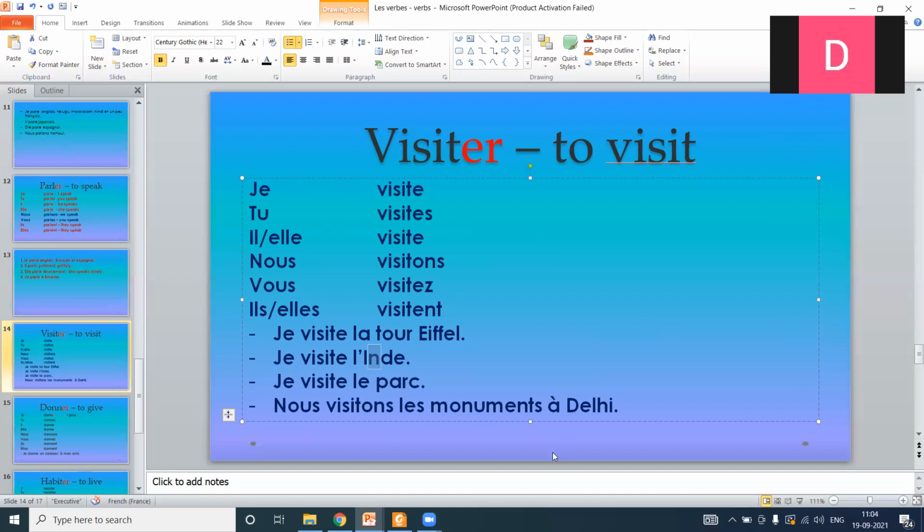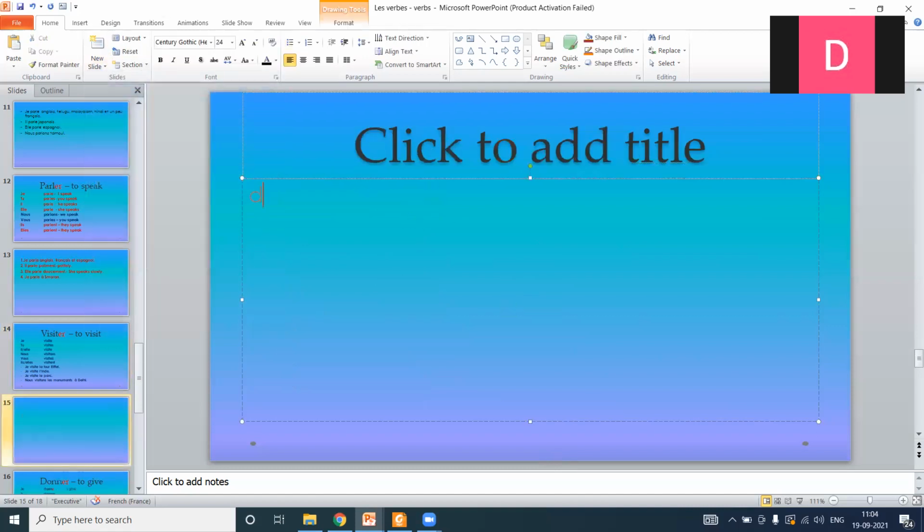Can you tell me the difference between du, de la, and des? That will come in the fourth lesson. That time we will do it. Du is what we have to keep before masculine singular. If it is masculine plural, des. De la is for feminine singular. And de l' is for a word starting with a vowel. And des is plural, either masculine or feminine. And then for masculine singular, it should be du, right?